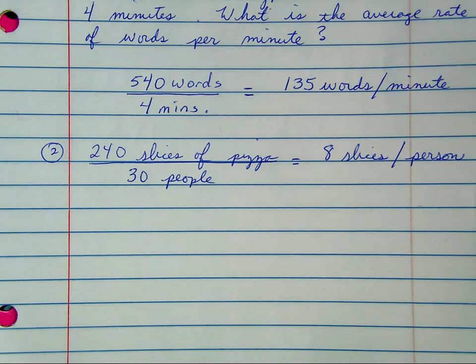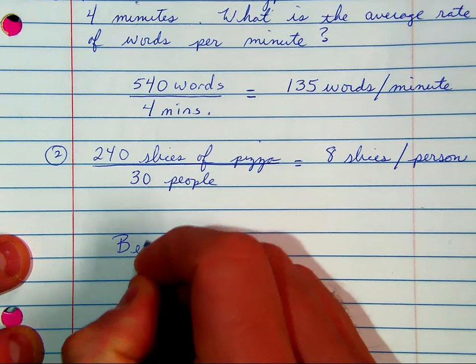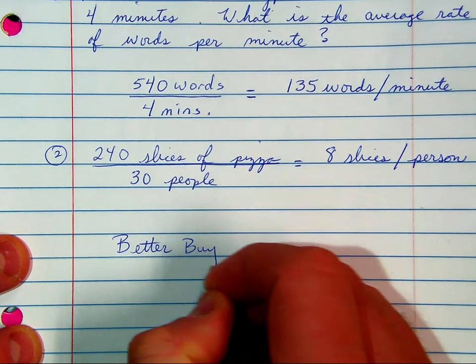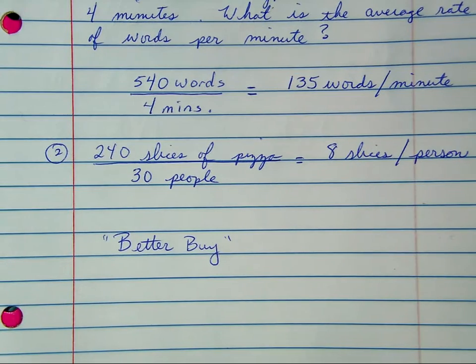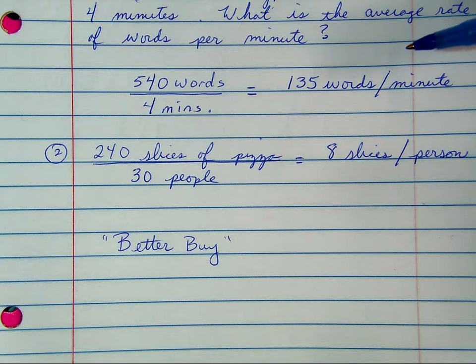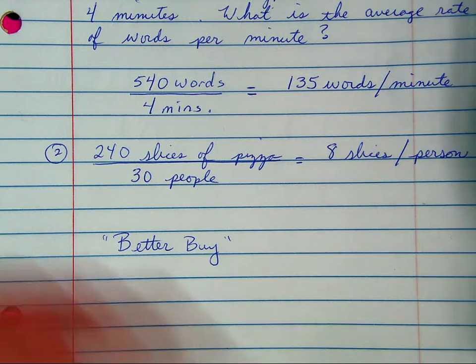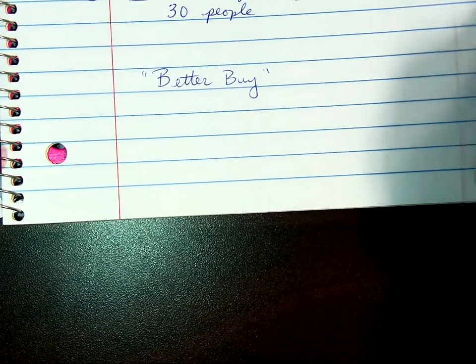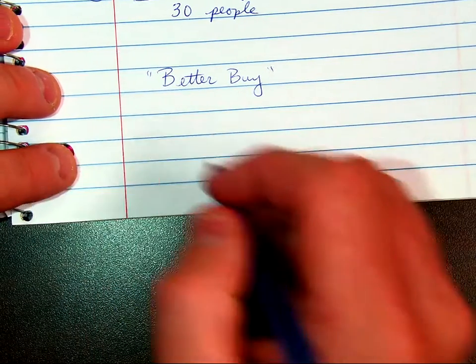Now, these unit rates are very, very simple, and where do they really appear in real life? Quite often. Better buy. Which is the better buy? All right, this is really putting this unit rate stuff to application purposes. Which is the better buy?